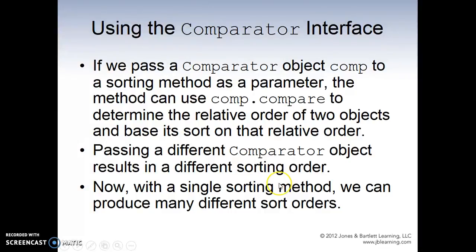With a Comparator interface, if we pass a comparator object comp to a sorting method as a parameter, the method can use comp.compare to determine the relative order of two objects and base its sort on that relative order. Passing a different comparator object results in a different sorting order. Now with a single sorting method, we can produce many different sort orders.